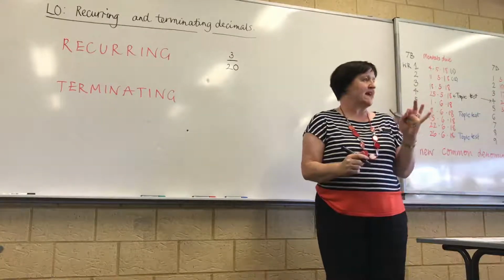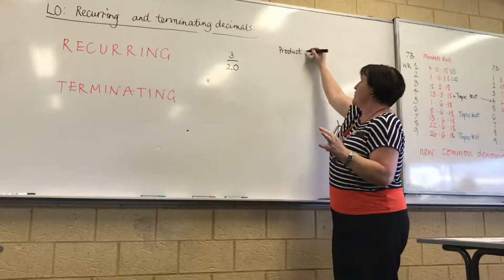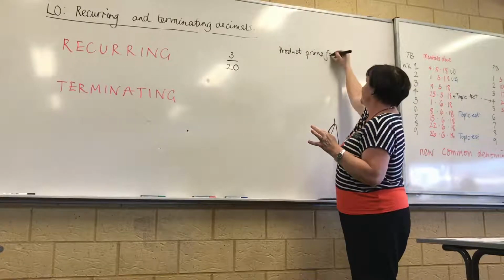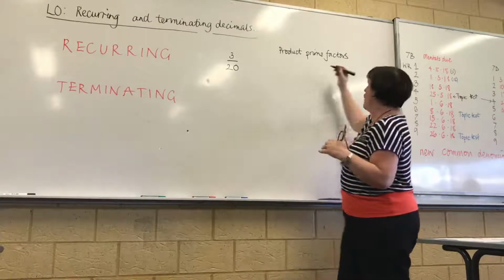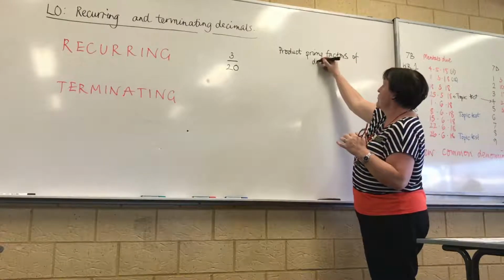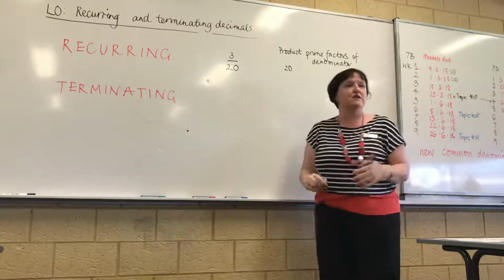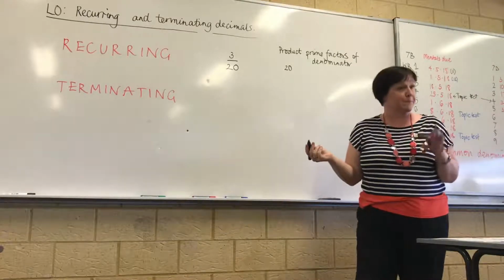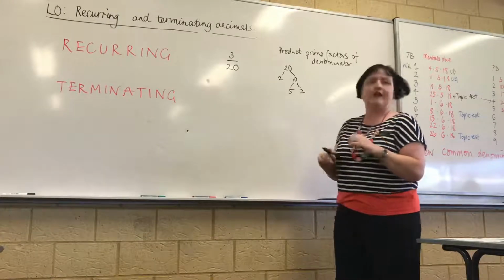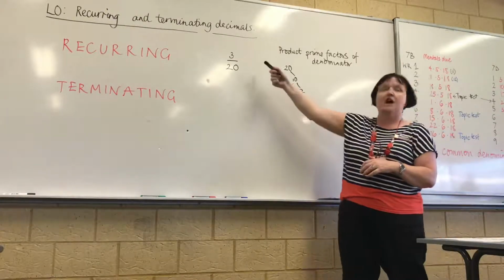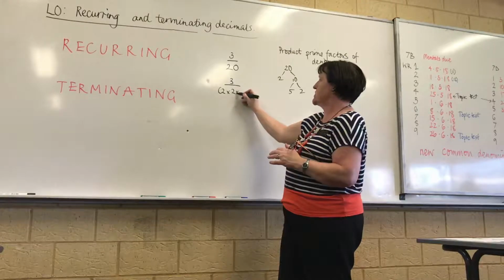The way you find out is by using the product of the prime factors. We've done that already, haven't we? So, the product of the prime factors of the denominator. Let's do 20. Who can do the factor tree for 20 for me? 2 and 10. 5 and 2, okay? So the product of the prime factors of 3 over 20 is 3 over 2 times 2 times 5.